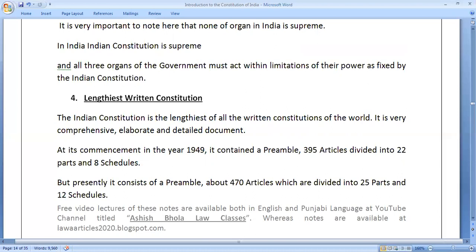When the Constitution was made, at its commencement in the year 1949, it contained a preamble, 395 articles divided into 22 parts, and 8 schedules. But presently, the Constitution of India contains a preamble, about 470 articles divided into 25 parts, and now it has 12 schedules instead of 8 schedules.